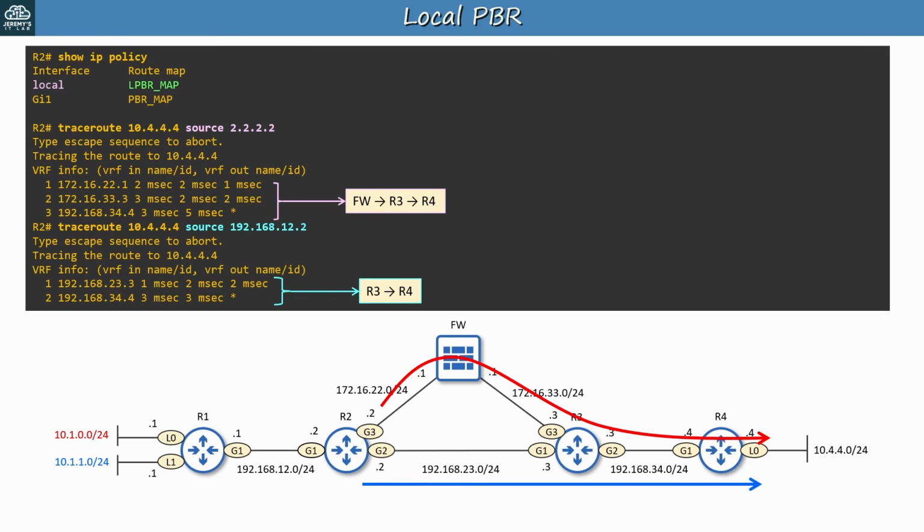Note that even though I'm using G1's IP address, the PBR map applied to the G1 interface doesn't take effect. Because the traceroute is generated by R2 itself, interface PBR isn't evaluated, only the local policy is. And since this traffic doesn't match the local policy, it's forwarded normally using R2's routing table.